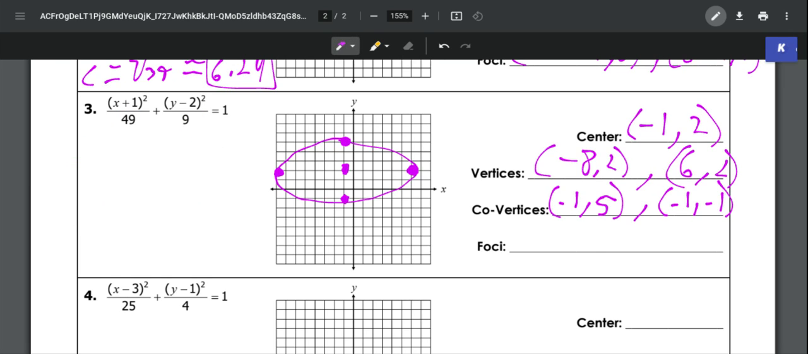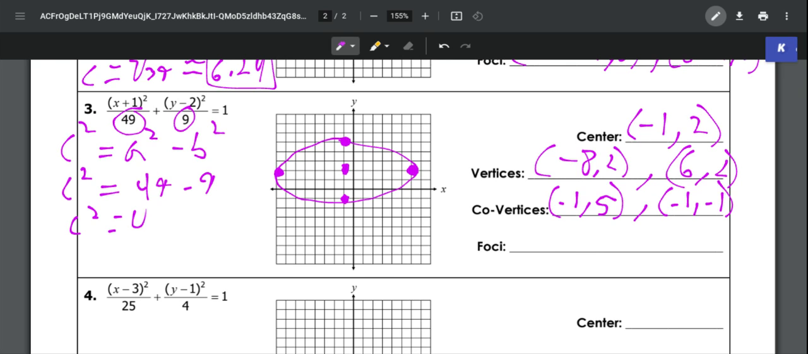So the foci here will be c squared is equal to a squared minus b squared. And we already know what a squared and b squared are. It's just our denominators. So you're going to take the larger one, subtract it by the smaller one, and then you'll get c squared is equal to 40. And then to finish this off, we need to take the square root of each side. So c is going to be equal to the square root of 40, which is approximately 6.32. So that's our foci.